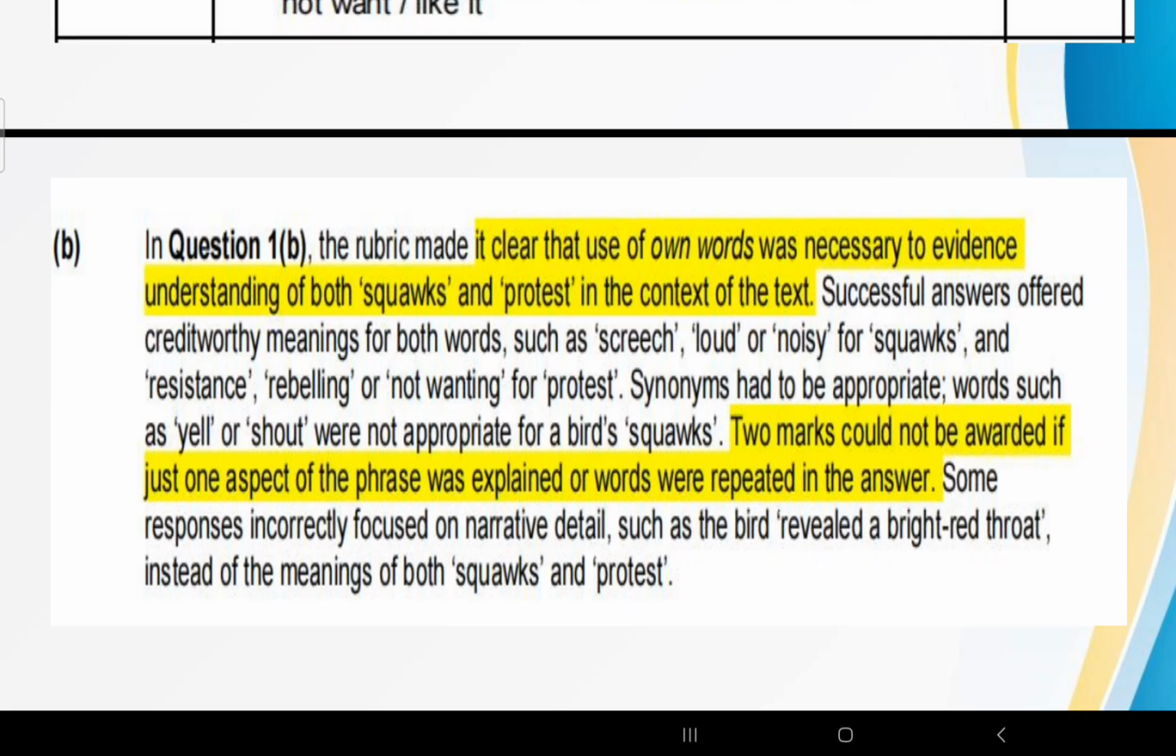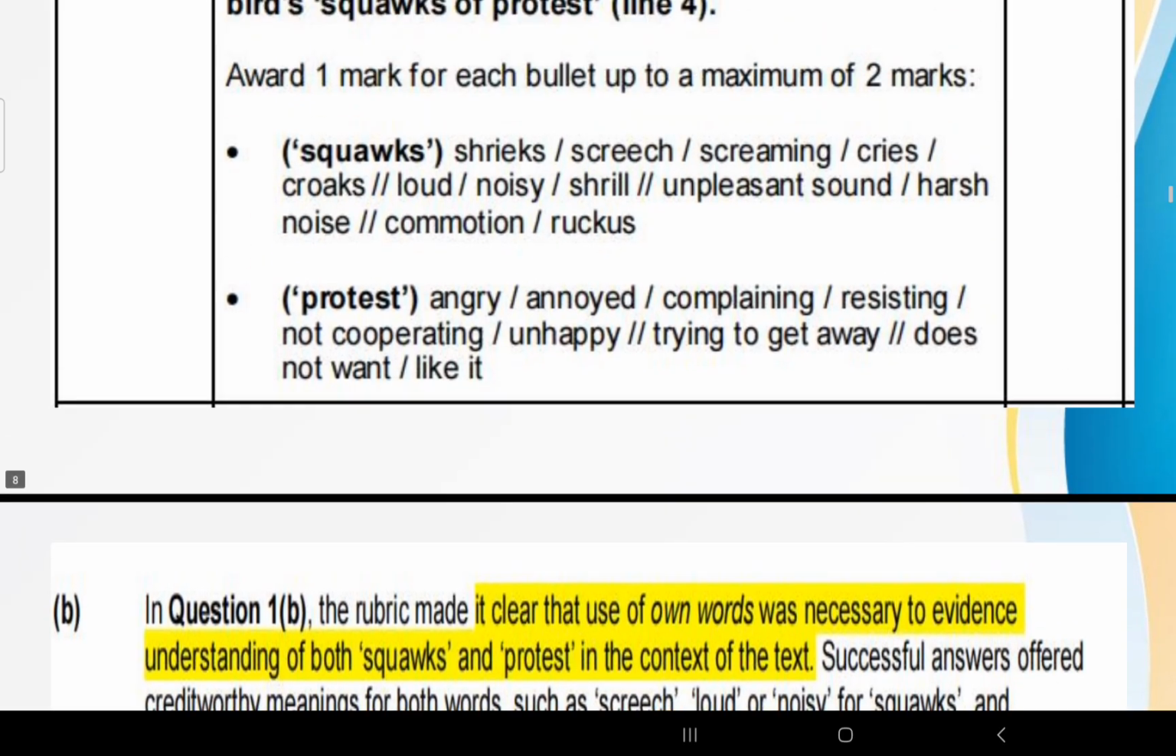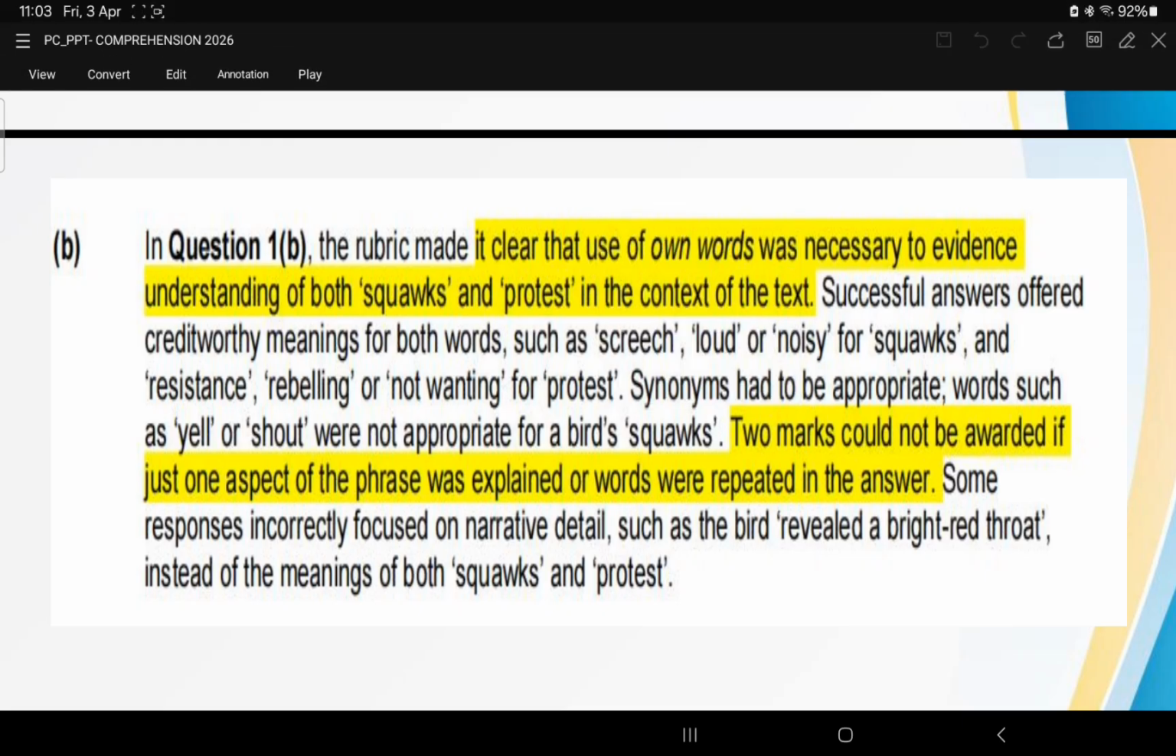Now this part is from the examiner report. It will give us the context also, and you will know how to write it once you have the meanings and synonyms. Let's read it. In question 1b, the rubric made it clear that use of own words was necessary. You must use your own words to evidence understanding of both squawks and protest. If you just explain squawk and not protest, you will just get 1 mark. If you explain protest but not squawk, you will just get 1 mark. So you need to explain both in the context of the text.